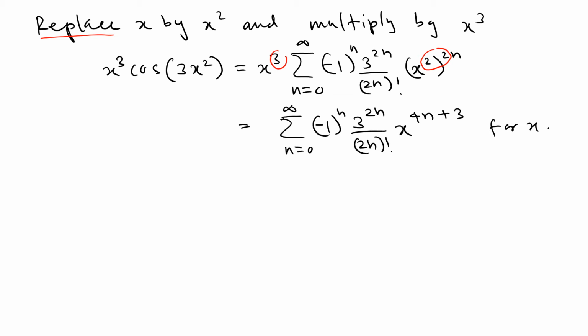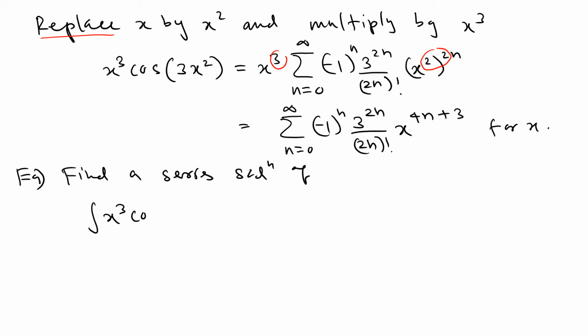Okay, so let's see what else we can do. As the next step, let's say we're going to find a series solution of this integral: the integral of x cubed cosine 3x squared dx. If you get something like that, you can say this is weird. For example, one reason is that this is not the derivative of that, so we cannot use the substitution technique easily for this one. So this is going to be complicated.